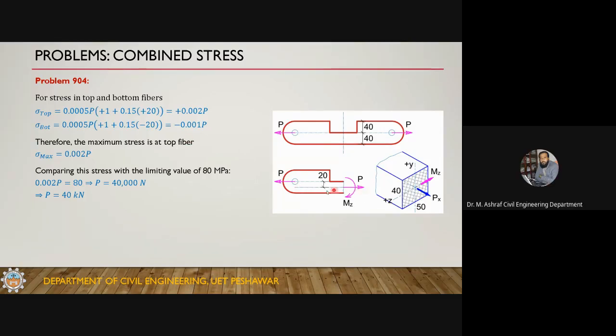You have, here you can see from this free body diagram, you have this force and you have this force, so these are equal and opposite forces, they are creating a couple. Okay, just like in the previous case.